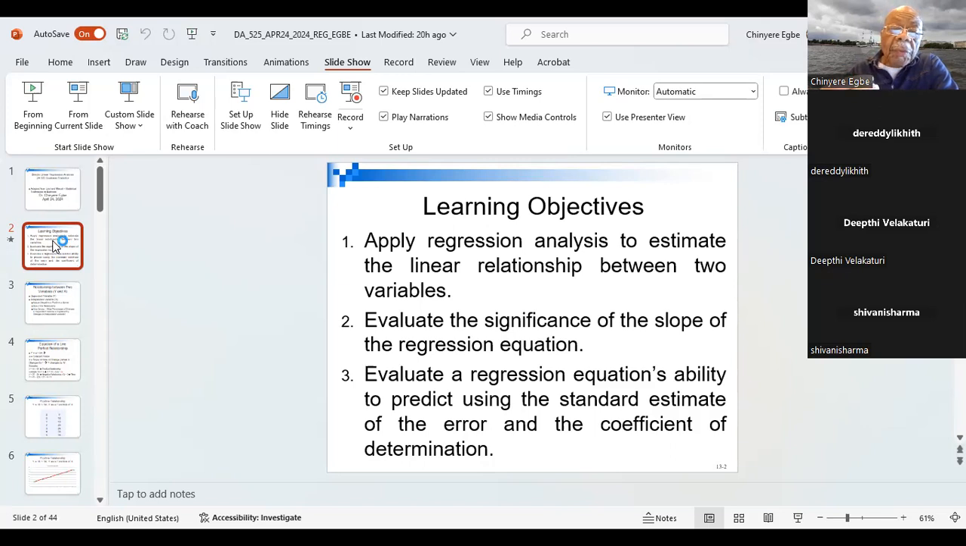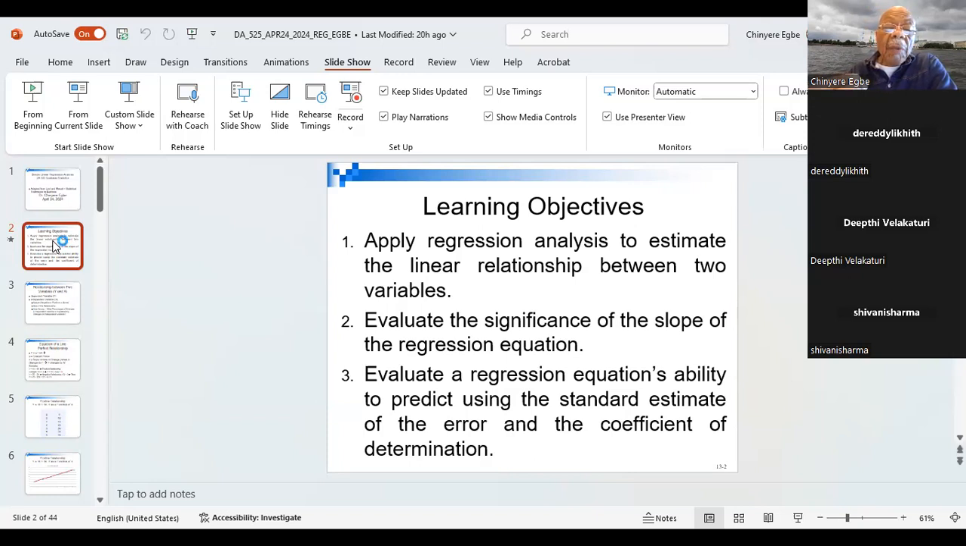So we're going to apply the methods of regression analysis to estimate the linear relationship between, say, the amount of food money that the family spends and the size of the family. So if there's one person in the family, they will spend less money. If there are two persons, there are 3, 4, 5, and 6. And so we assume a linear relationship between those two variables.